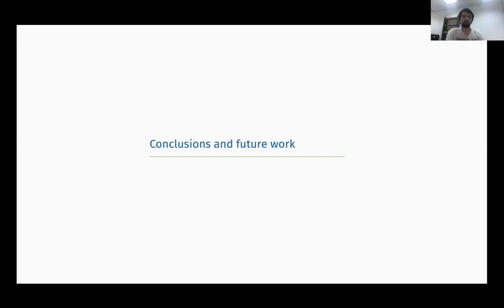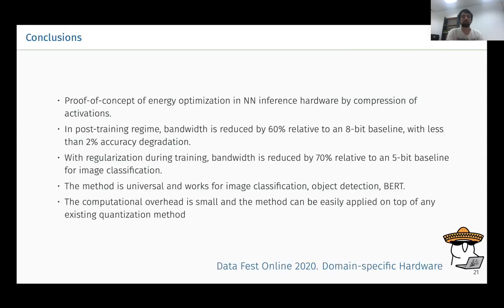So let me conclude. We've shown a proof of concept of energy optimization in neural network inference hardware by compressing activations and possibly weights. In the post-training regime, we can reduce bandwidth by 60% relative to the 8-bit baseline, and this gives us less than 2% accuracy degradation in ResNet. If we add regularization during training, we can reduce bandwidth by 70%, with no computation overhead, all this relative to the 5-bit baseline for image classification, and we can apply it also to object detection and to NLP, BERT.